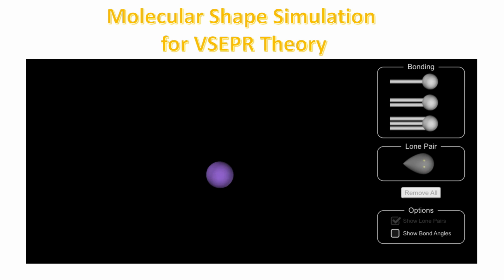Let's learn about the VSEPR theory by using this molecular shape simulation. The purple circle that we can see here is the central atom. Now, let's add one bonding pair electron to the central atom. How about we add another bonding pair electron to the central atom? As you can see, the new bonding pair electron added arranged itself at the very far position from the other bonding pair electron. Why has that happened?